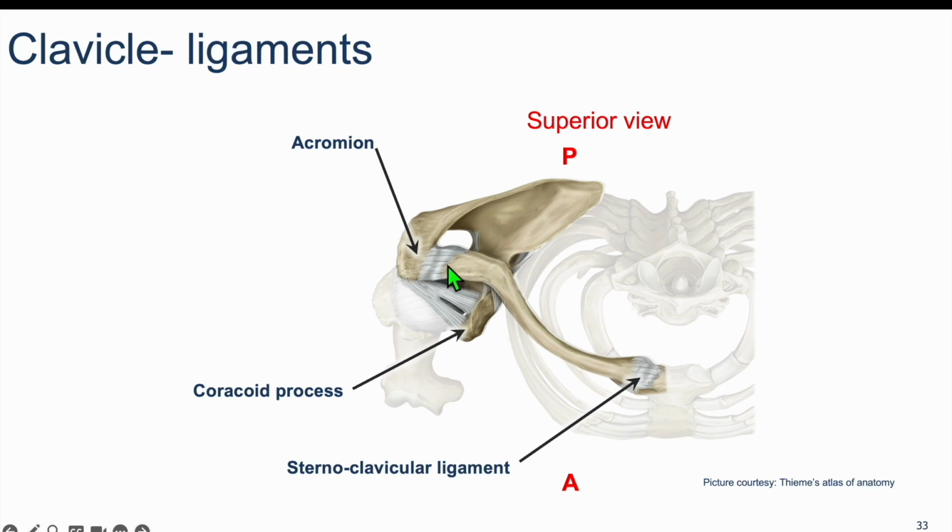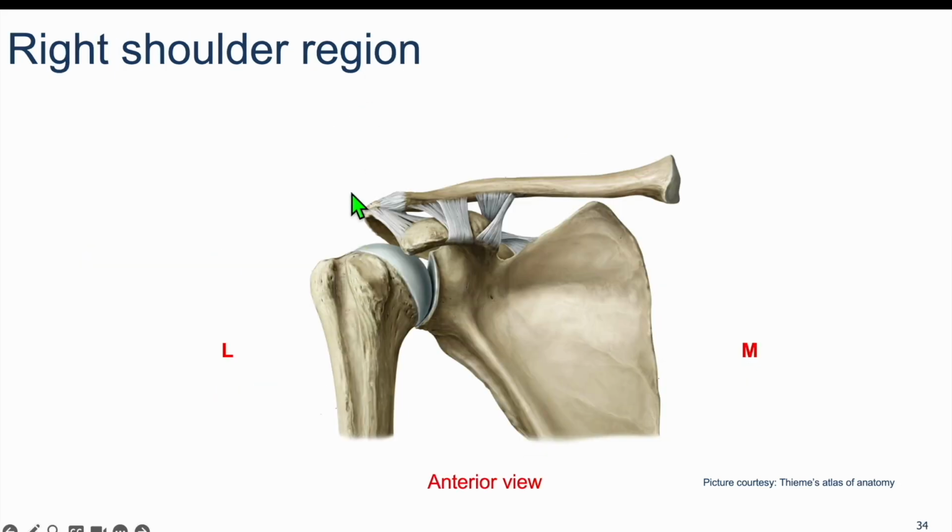Lateral end of clavicle articulates with acromion, and there in between both of them, again over here there is another synovial joint, and that is acromioclavicular joint, and the ligament that supports the joint is the ligament of same name, acromioclavicular ligament. There are other ligaments that support the lateral end that are seen better in a different view.